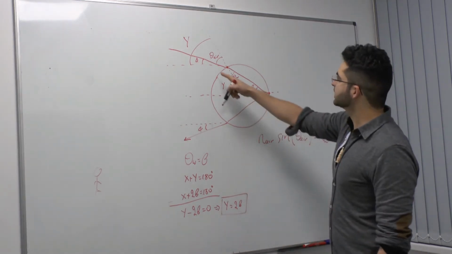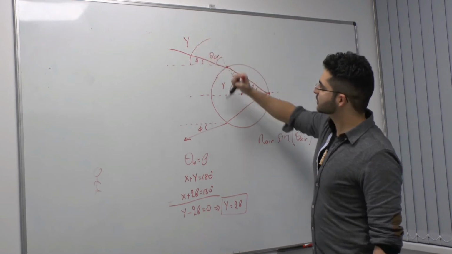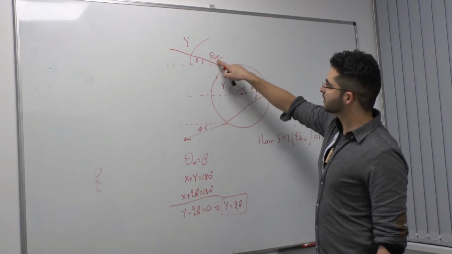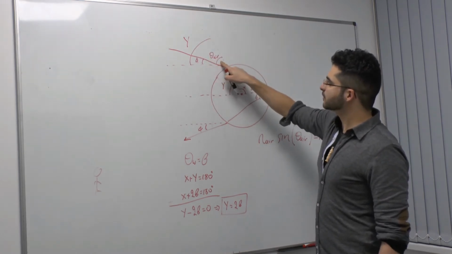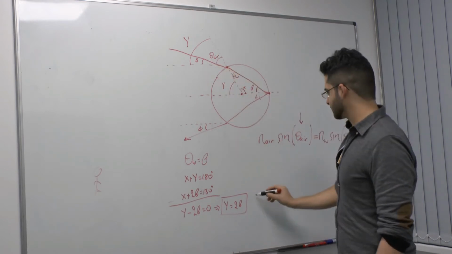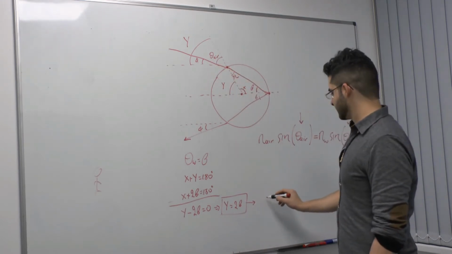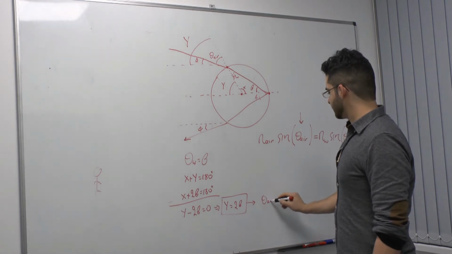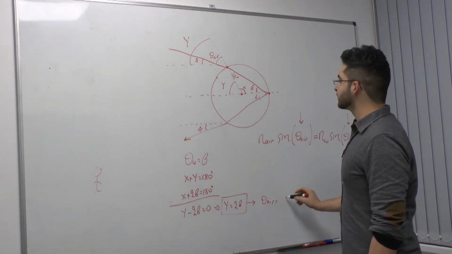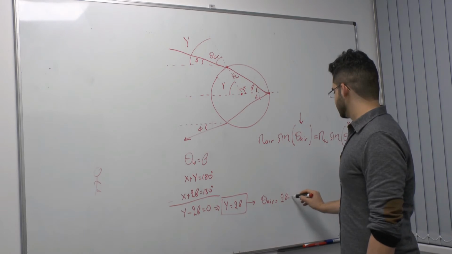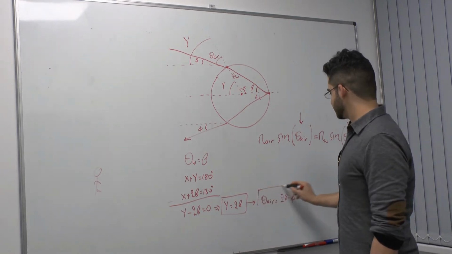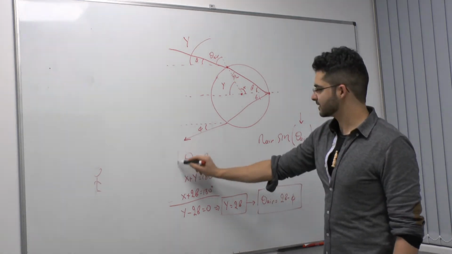What we can see here is that y is comprised of theta air plus phi. So theta air would be simply y minus phi. We can now say that theta air must be equal to 2 beta minus phi. And here is our second condition. Here is condition number 1.